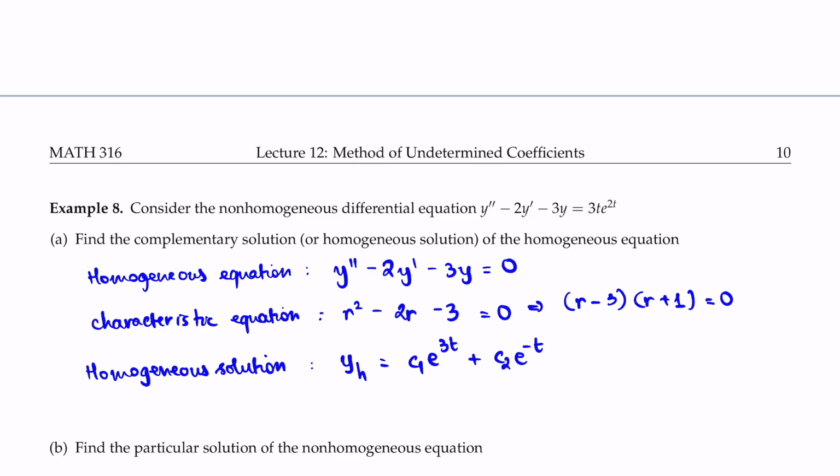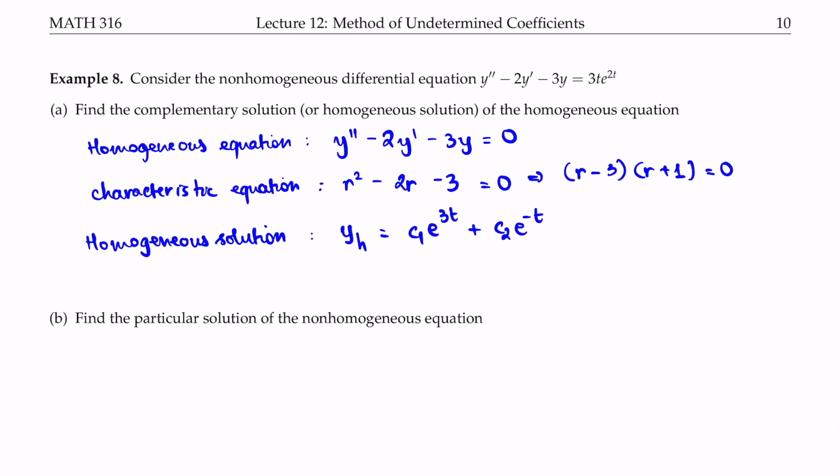Next, you're going to find the particular solution. You have to give the trial solution, find the first derivative, second derivative, and substitute into the non-homogeneous differential equation to find the undetermined coefficients. Now, the forcing term is t times e to the 2t. It does not mimic the homogeneous solutions at all. So the trial solution in this case should be a linear function multiplied with an exponential function. The linear function because you have t, and the exponential function because e to the 2t.